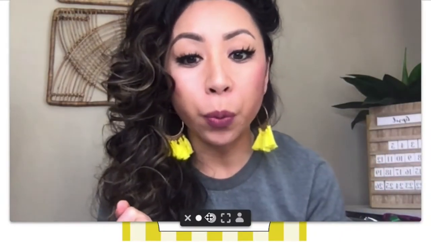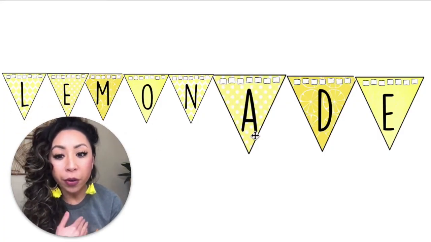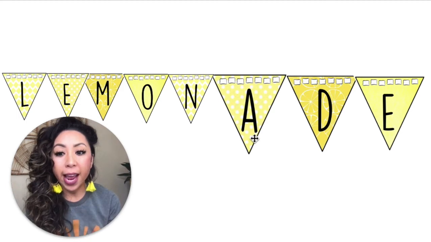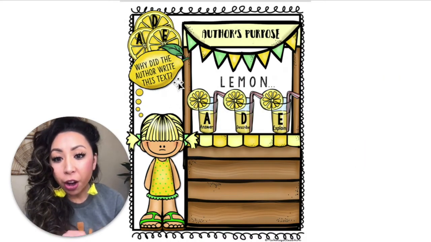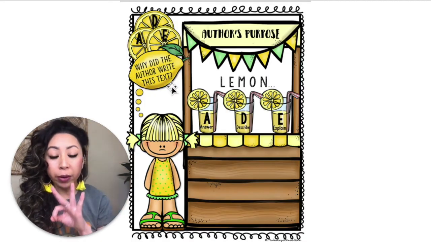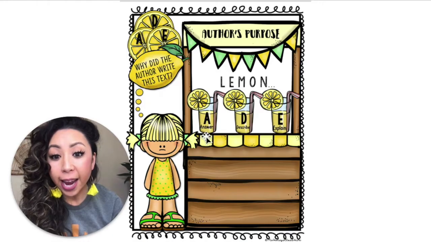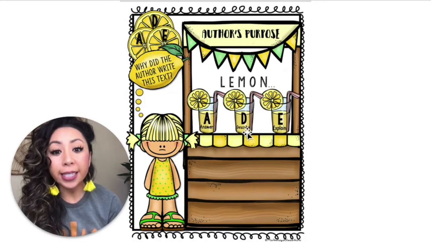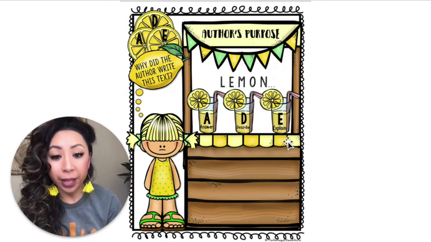We thought of this cool way for you guys to remember author's purpose, and that is through the word lemonade. When you look at this word, we want you to focus on the last three letters, A-D-E. So you think about, why did the author write this text? Usually there are three reasons why the author wrote something. They're either A, answering something, D, describing something, or E, explaining something.